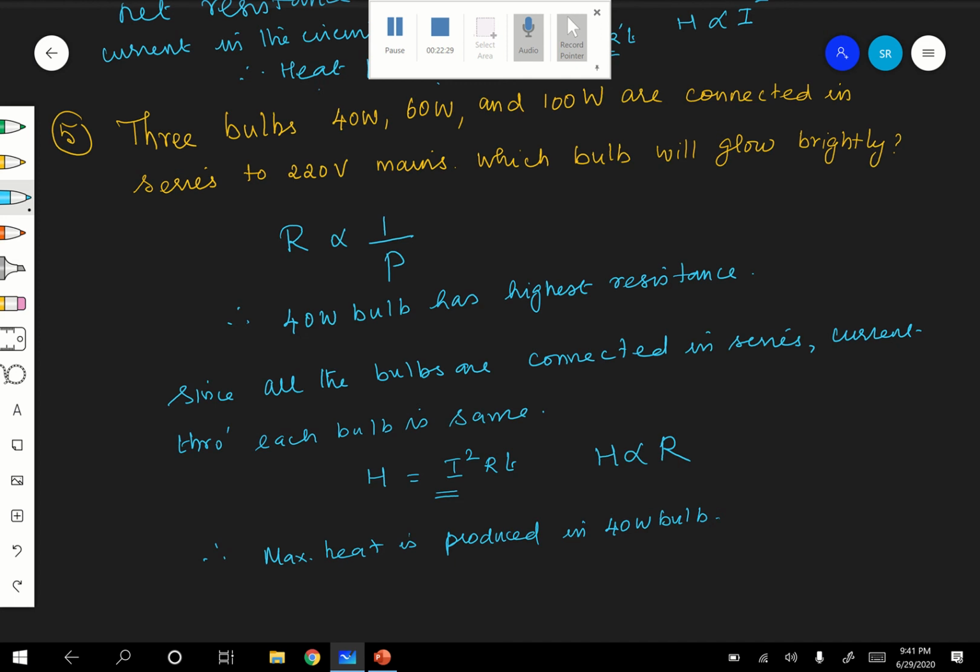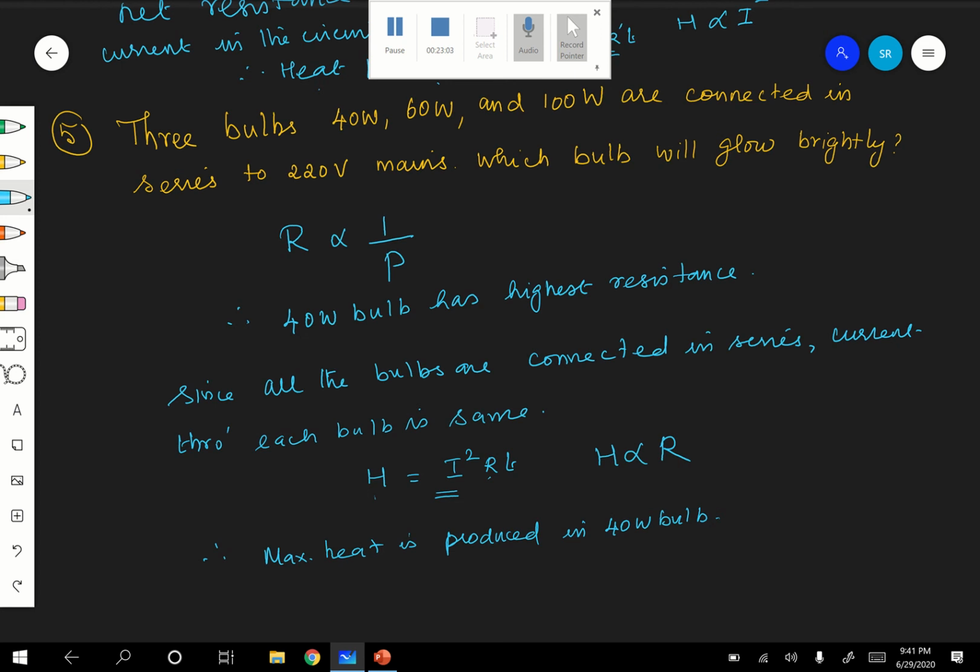Like that, which bulb is drawing more power here? I is the same for each bulb. The more the resistance, the more will be the power. What is power? Power is nothing but the rate at which work is done, the rate at which energy is consumed. And here the energy is heat energy, so the rate at which heat is produced is nothing but I squared R. H by T is the rate at which the heat is produced, I squared R.